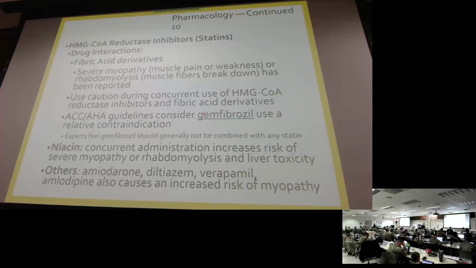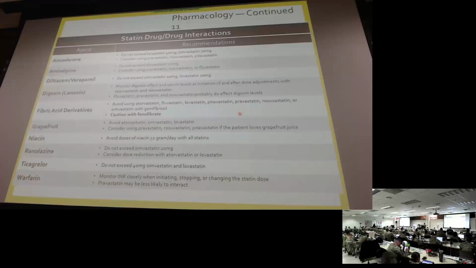So biggest thing that I want you to remember, because when we get to the fibric acid derivatives, you're going to see this same interaction pop up again. Your biggest offender that you have is going to be your gemfibrozil. When we talk about your fibric acid derivatives, you're going to talk about one of the drugs called fenofibrate. That's a better option for us to potentially use if we had to put a patient on both of these. Okay, so fenofibrate less than our gemfibrozil.